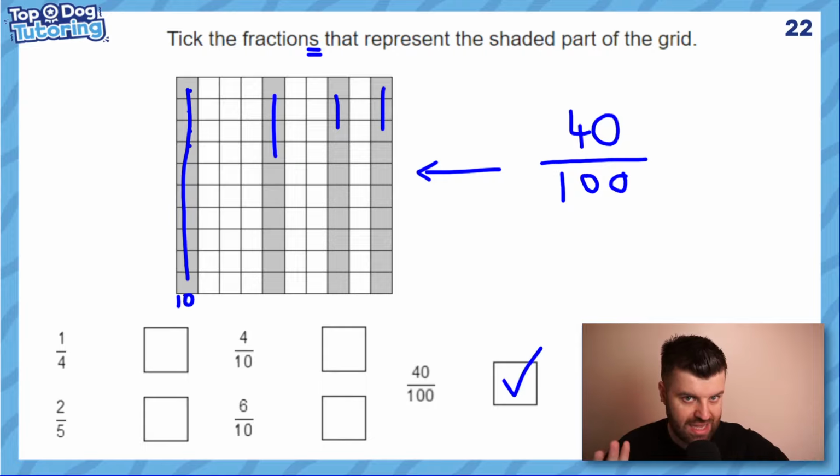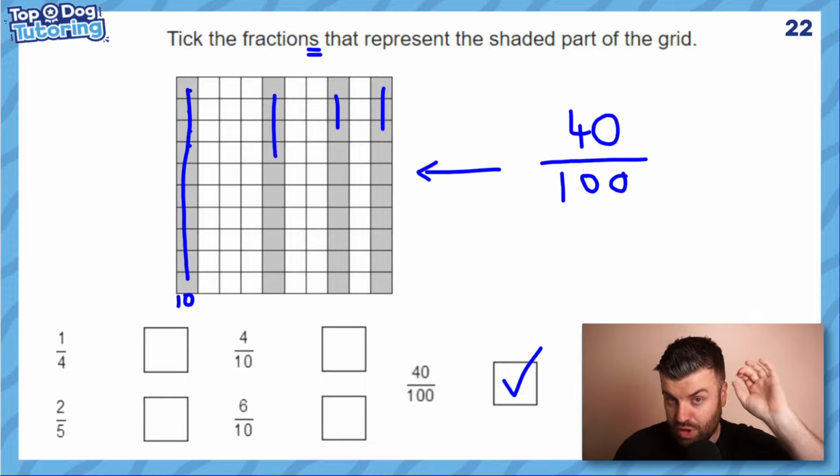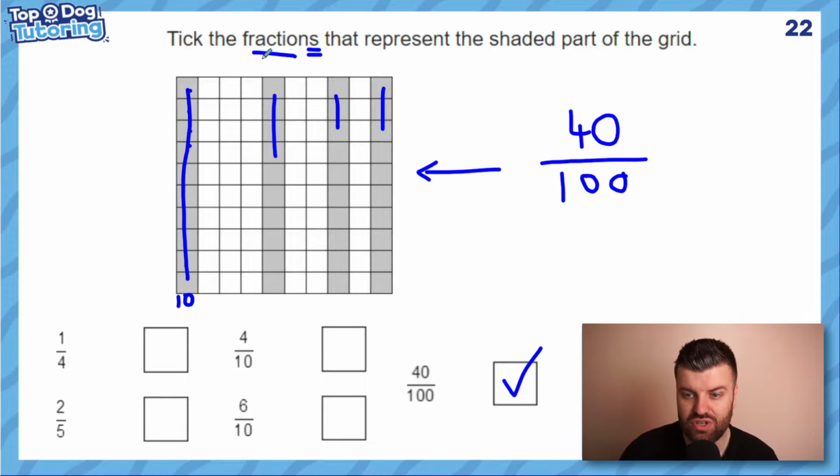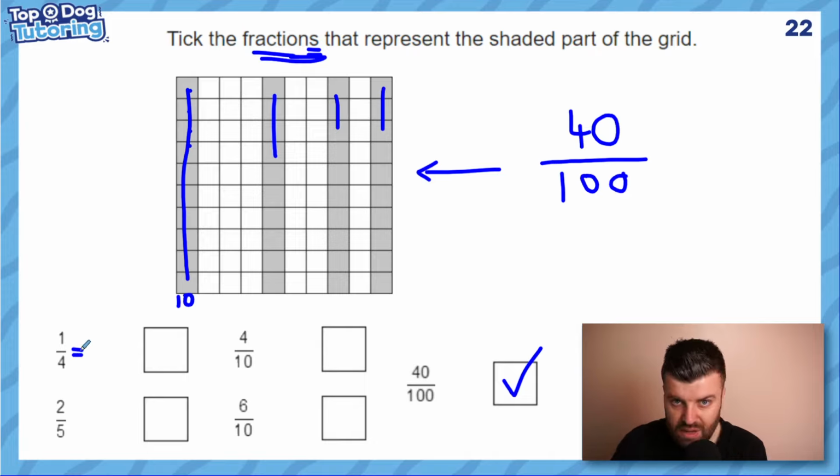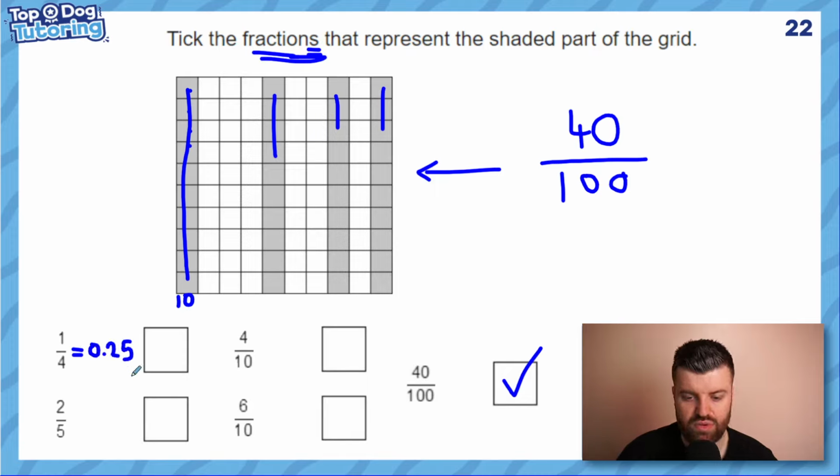But going back to what I said, there is a plural in the question. It's not fraction, it's fractions. So we need to now simplify 40 out of 100 as many different ways as possible. First thing to notice actually is 1/4. I'm going to do a whole video on fractions, decimals, and percentages as equivalents, but a little bit of a spoiler right now. This is 0.25, and that is a rule you just need to know.